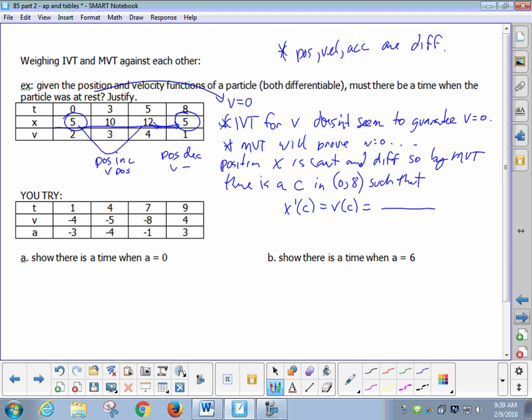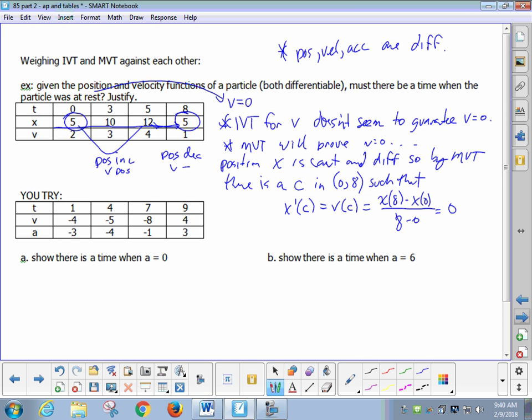So talk to me about the average rate of change. X at 8 minus x at 0 over 8 minus 0. The overall average rate of change is 0, so there's got to be a place where the derivative of position, which is velocity, is 0.